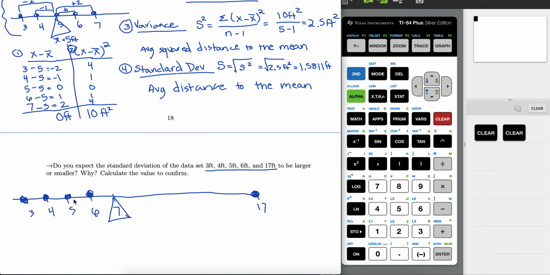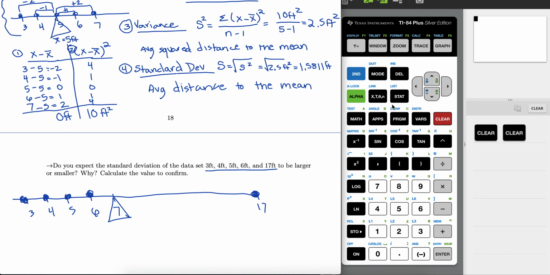So now, before we look at our calculator, let's think about what we expect. Do we expect the standard deviation to be smaller, larger, or about the same in this case? Hopefully you're thinking larger in this case because our points are further from the mean. The distance is 17 from 7, that's 10 away, whereas up here these distances were a lot smaller. So we expect the average distance of points to the mean to be a lot larger in this case. So let's find out how to do that on our calculator.